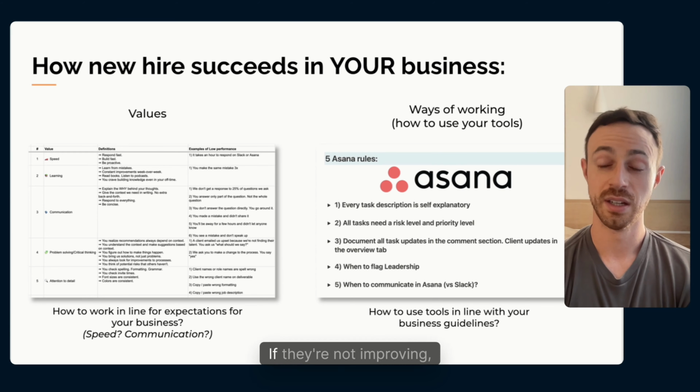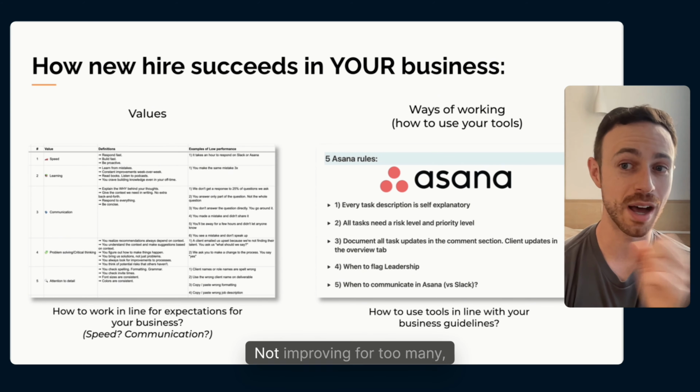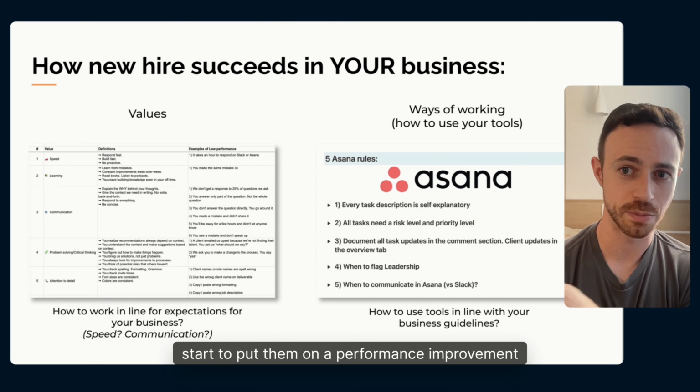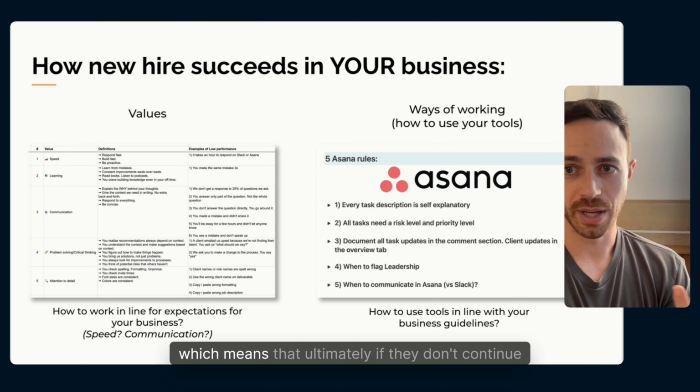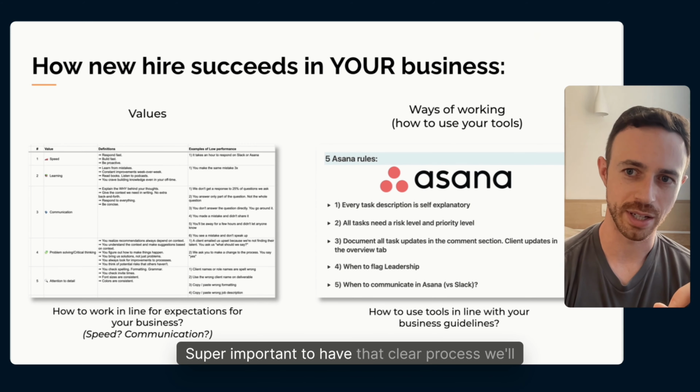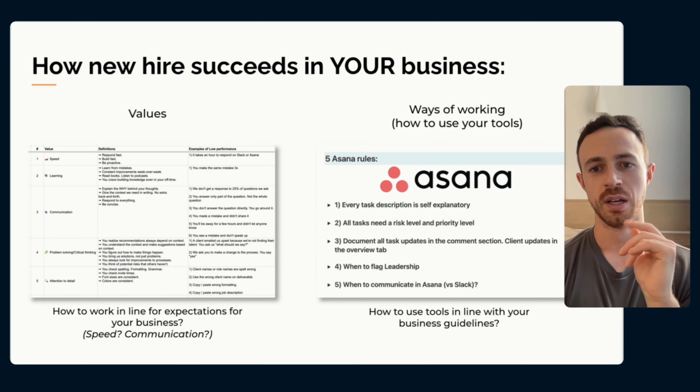Are they not? If they're not improving, spoiler alert, not improving for too many sessions in a row, we start to put them on a performance improvement plan, which means that ultimately if they don't continue to improve, they get let go, right? Super important to have that clear process. We'll talk about it in a sec.